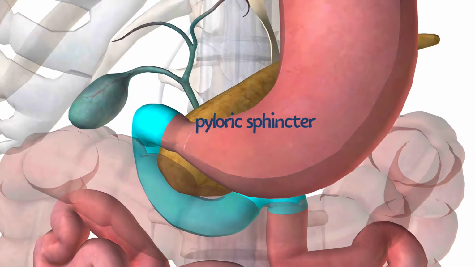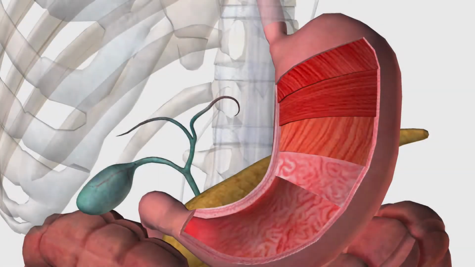And then again, here's the duodenum. So now what we want to do is peel off part of the stomach and look at the inside. We're going to go in a little bit deeper. And the stomach is actually multi-layered, right?